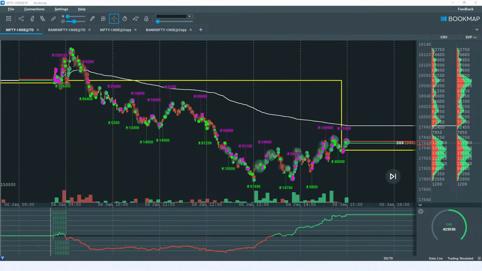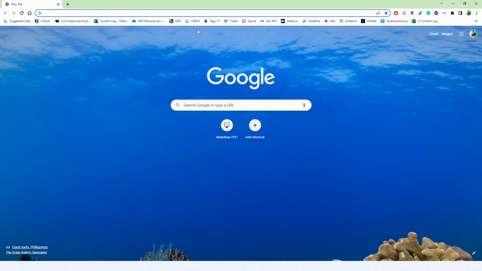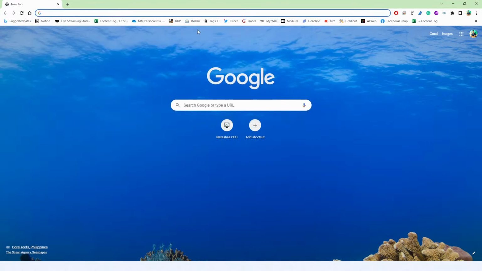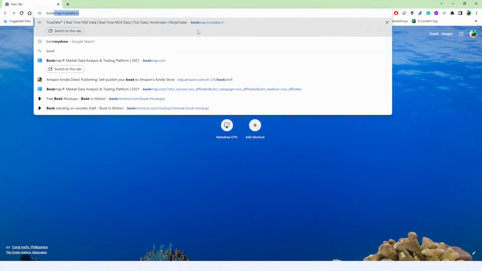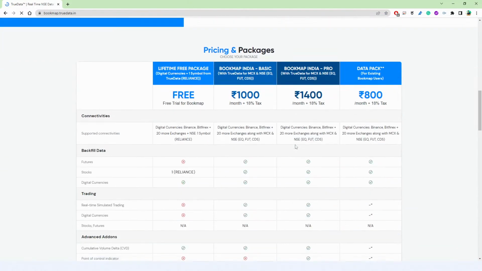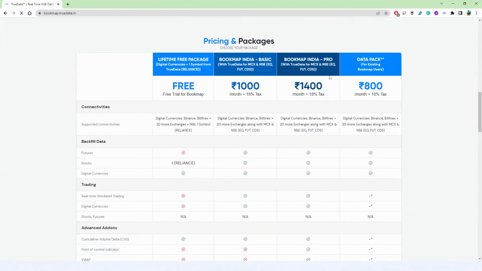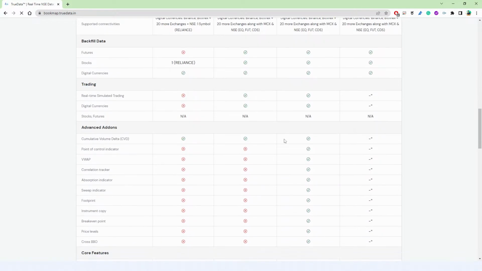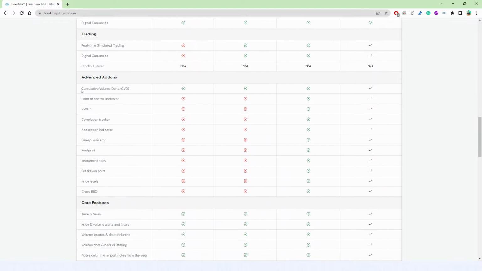All the indicators that I have discussed are available in Bookmap India. If you visit bookmap.truedata.in, you'll see that Bookmap is being offered for Indian markets. Right now I'm using the Pro version, and it offers almost all the necessary indicators that I presently use. And there are so many other indicators as well.